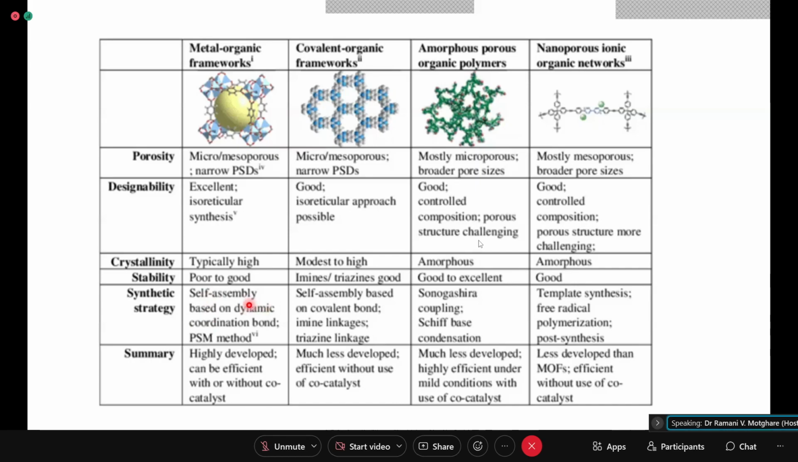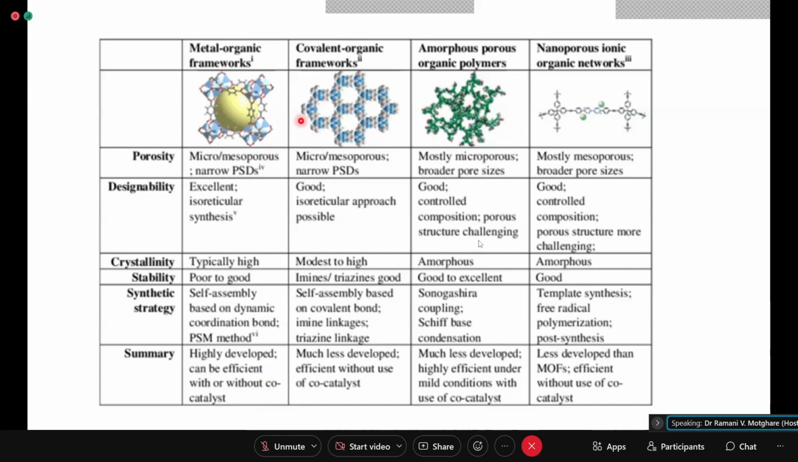There can be self-assembly based on which you prepare such metal organic frameworks, or based on dynamic coordination bond formation, you can prepare this. PSM methods are there. So in summary it is highly developed, and it can be efficient with and without co-catalyst. So such substances work as heterogeneous catalysts.